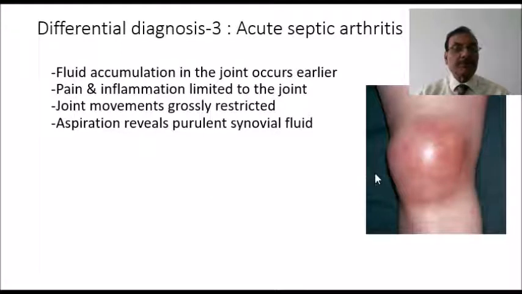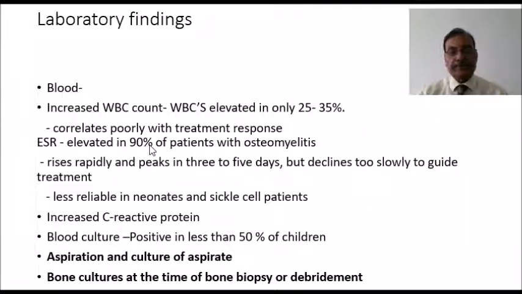You have to differentiate it from acute septic arthritis. In acute septic arthritis, fluid accumulation in the joint occurs earlier, not late like sympathetic effusion. Pain and inflammation will be limited to the joint. Hardly does it go to the metaphyseal area. Joint movement is grossly restricted, and aspiration of the joint will reveal purulent joint fluid.